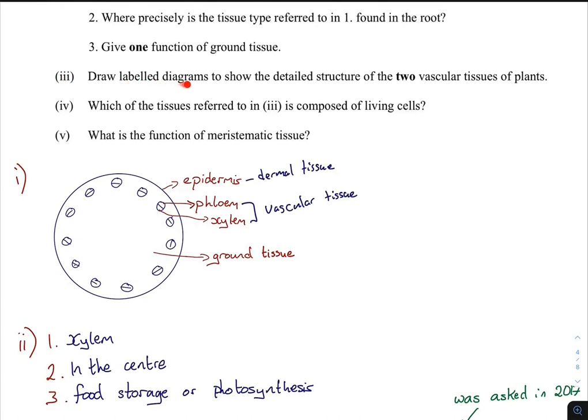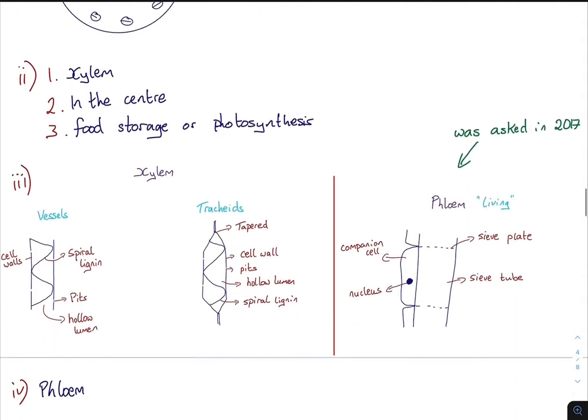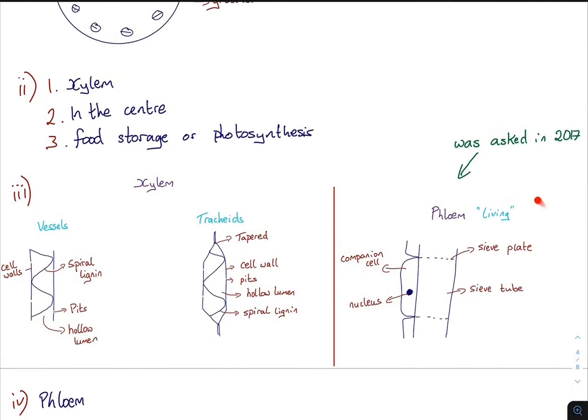Draw a labelled diagram to show the detailed structure of two vascular tissues of plants. Now, if it's asking for two vascular tissues, it wants one to be xylem and one to be phloem. Okay, so I have it here. Now, this phloem here, you can see, was asked in 2017, as a standalone question. I left it off doing it because we're doing it here.